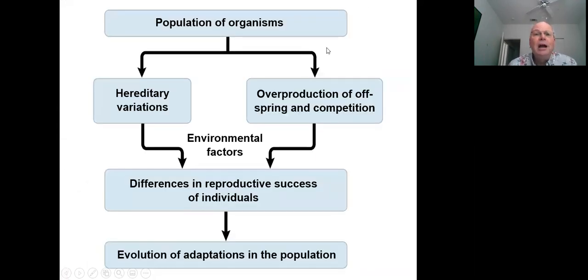So this is a flow diagram that basically lays out how this takes place. And you can take a look at this and follow through on this.